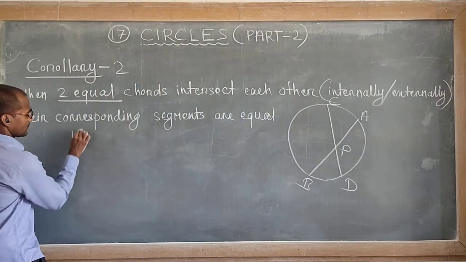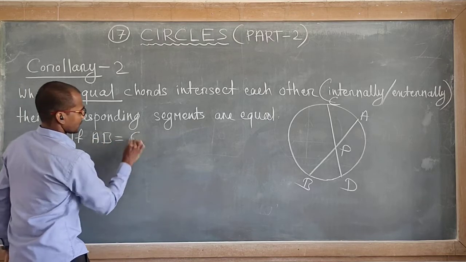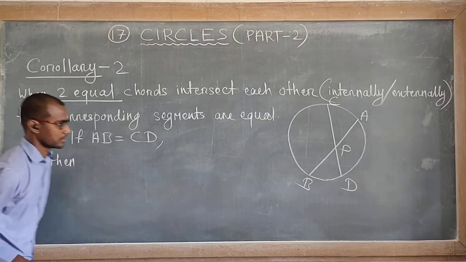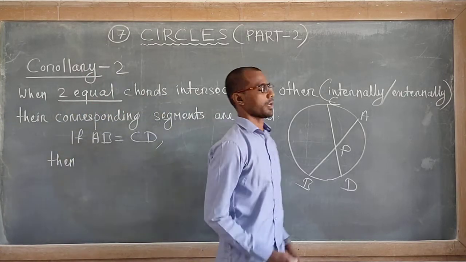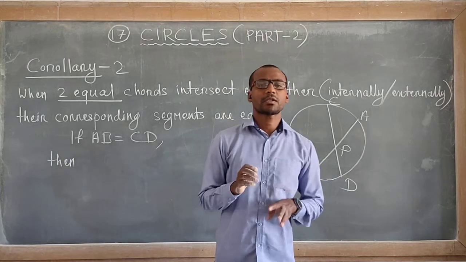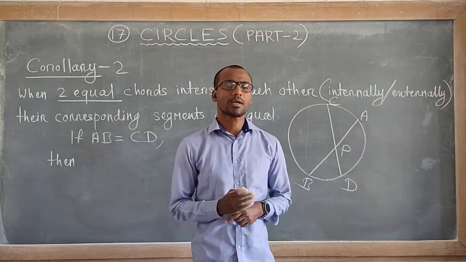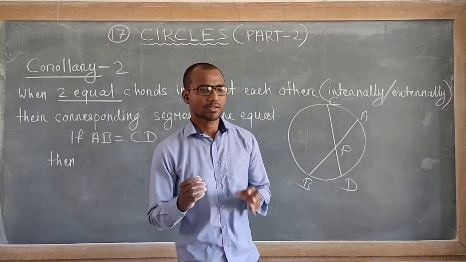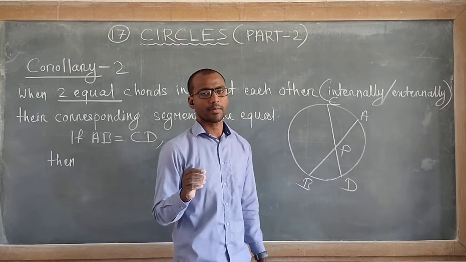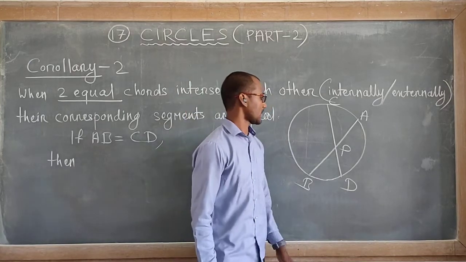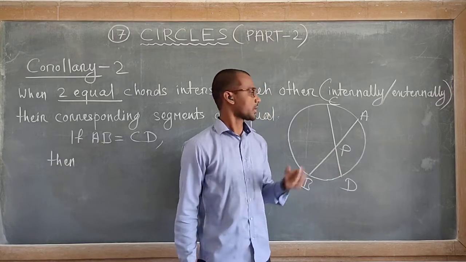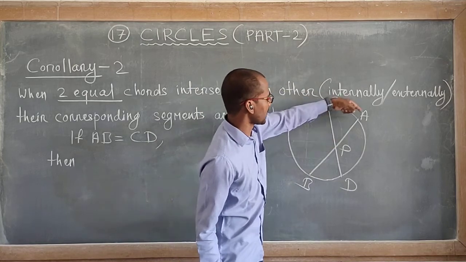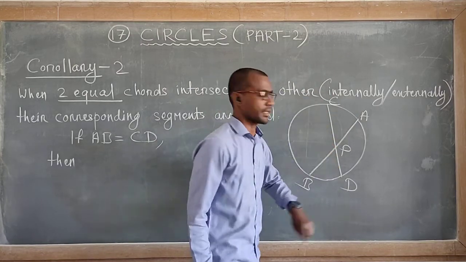If AB is equal to CD, then the corresponding segments will be equal. Now what is a segment? I have given one definition of segment: the region bounded by a chord and an arc. There is another meaning of segment: a part of a chord. Now see, P is the point of intersection of the two chords AB and CD. So the segments of the two chords will be PA, PB, PC and PD.